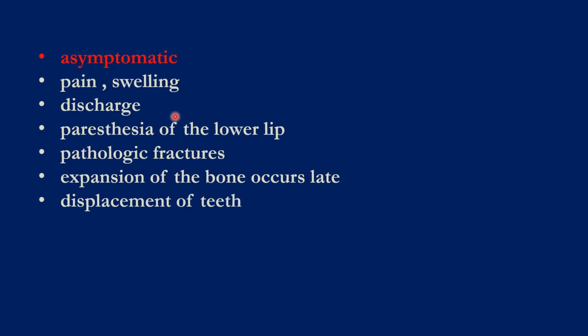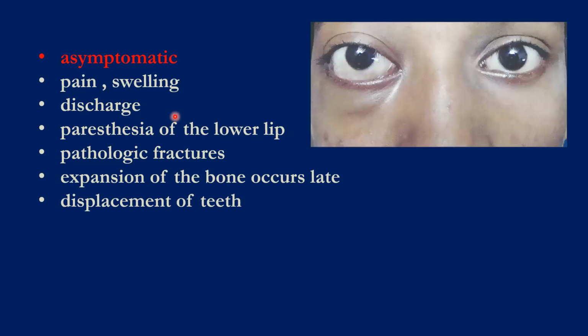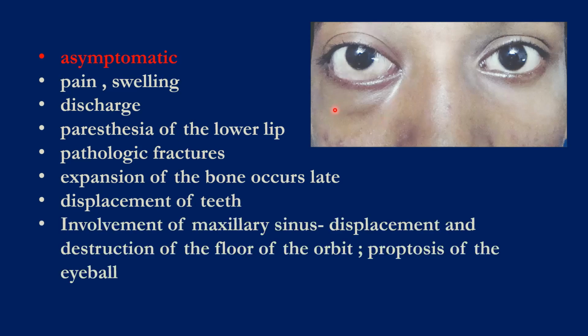Displacement of adjacent teeth is another common feature of this cyst because of the pressure applied by the enlarging cyst. Involvement of the maxillary sinus could lead to destruction of the floor of the orbit, resulting in proptosis, as you can see in this image. That is another very important clinical feature.